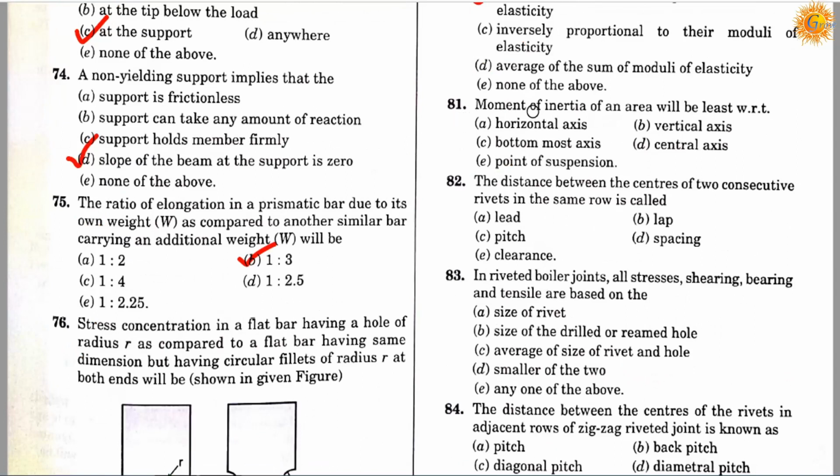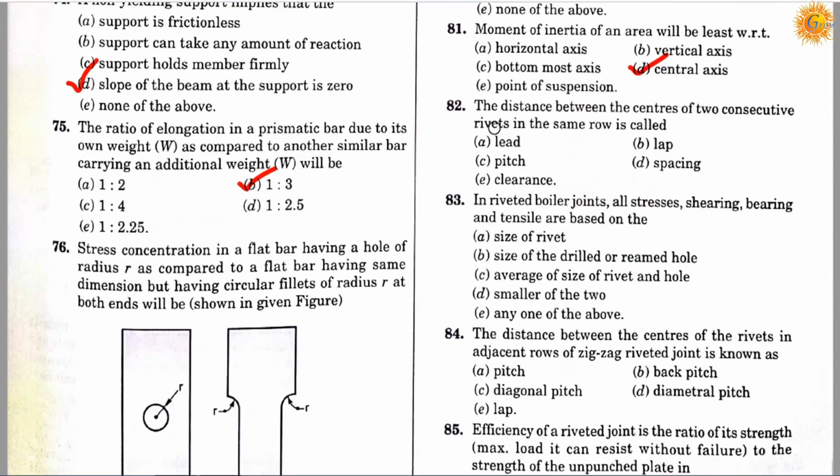Question number 81. Moment of inertia of an area will be least with respect to option A, horizontal axis, option B is vertical axis, option C is a bottom most axis, and option D is a central axis. Option E is a point of suspension. Correct answer is D. It will be central axis.